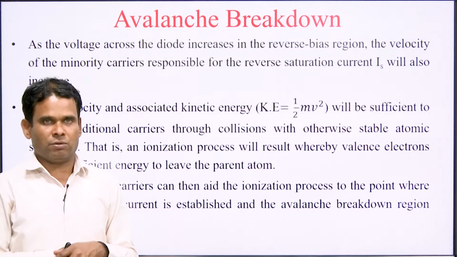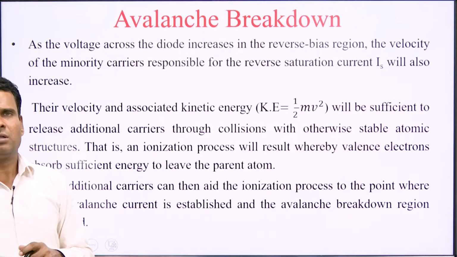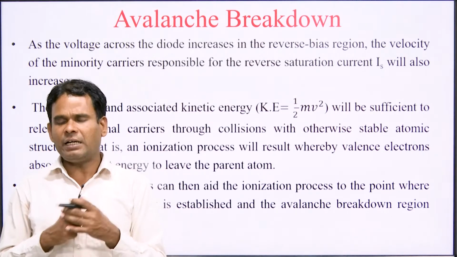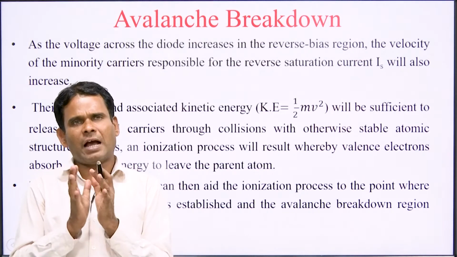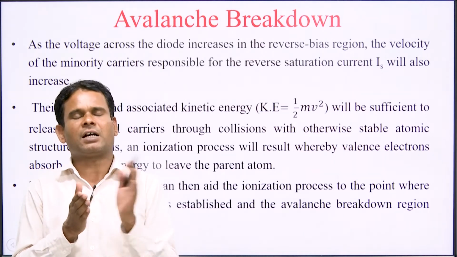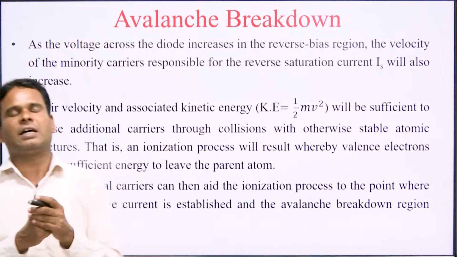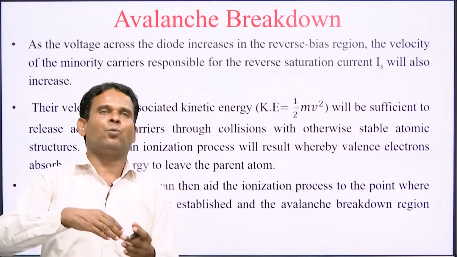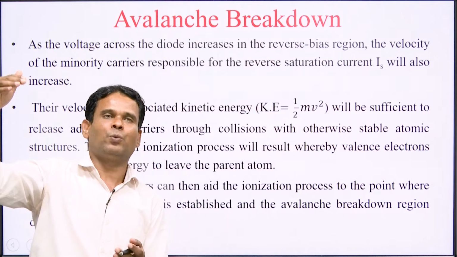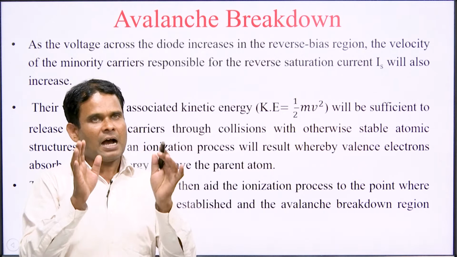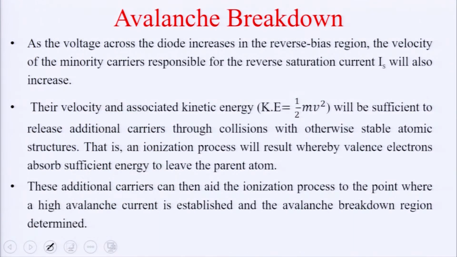Now, avalanche breakdown. Avalanche breakdown exists at high voltage, and it is a different type of breakdown. When we apply the reverse voltage, what will happen? Obviously, the conduction of minority carriers will start. As we increase the reverse voltage, the kinetic energy of the minority carrier will increase, half m v square. Then this high kinetic energy electron will collide with the electrons at the covalent bond and free the covalent bond electron into the conduction band. In other words, the high kinetic energy minority carrier will push the covalent bond electron into the conduction band.